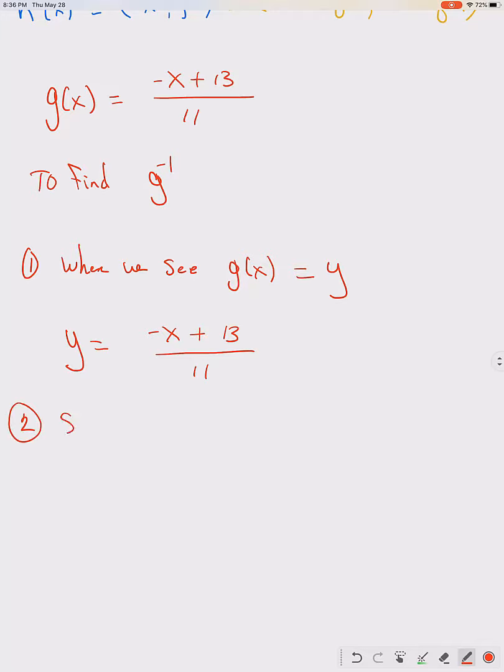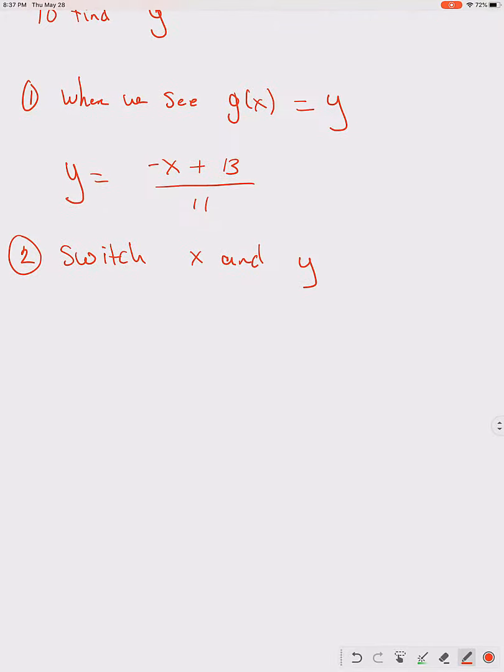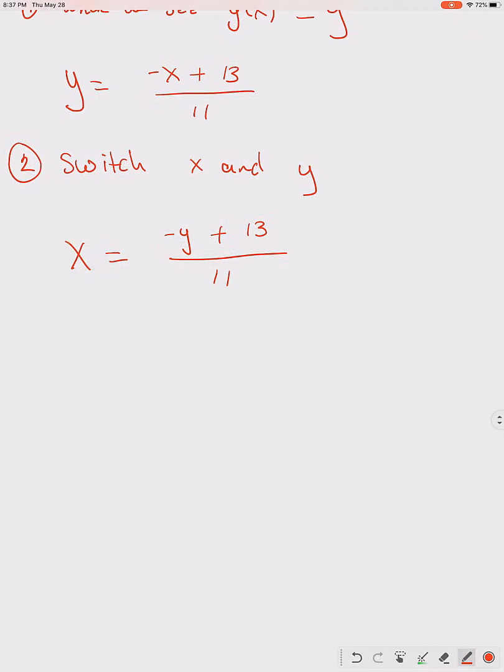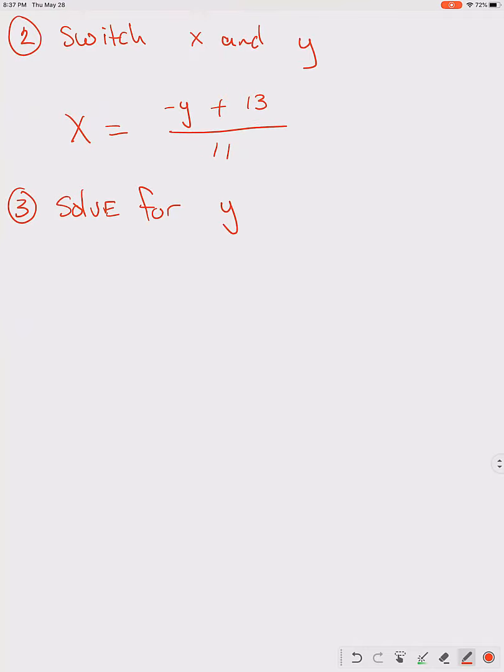Number two, switch x and y. Remember, we're inverting, right? So I'm going to switch x and y. So x equals negative y plus 13, all divided by 11. So notice what I did was I switched x and y. And then finally, number three, solve for y.